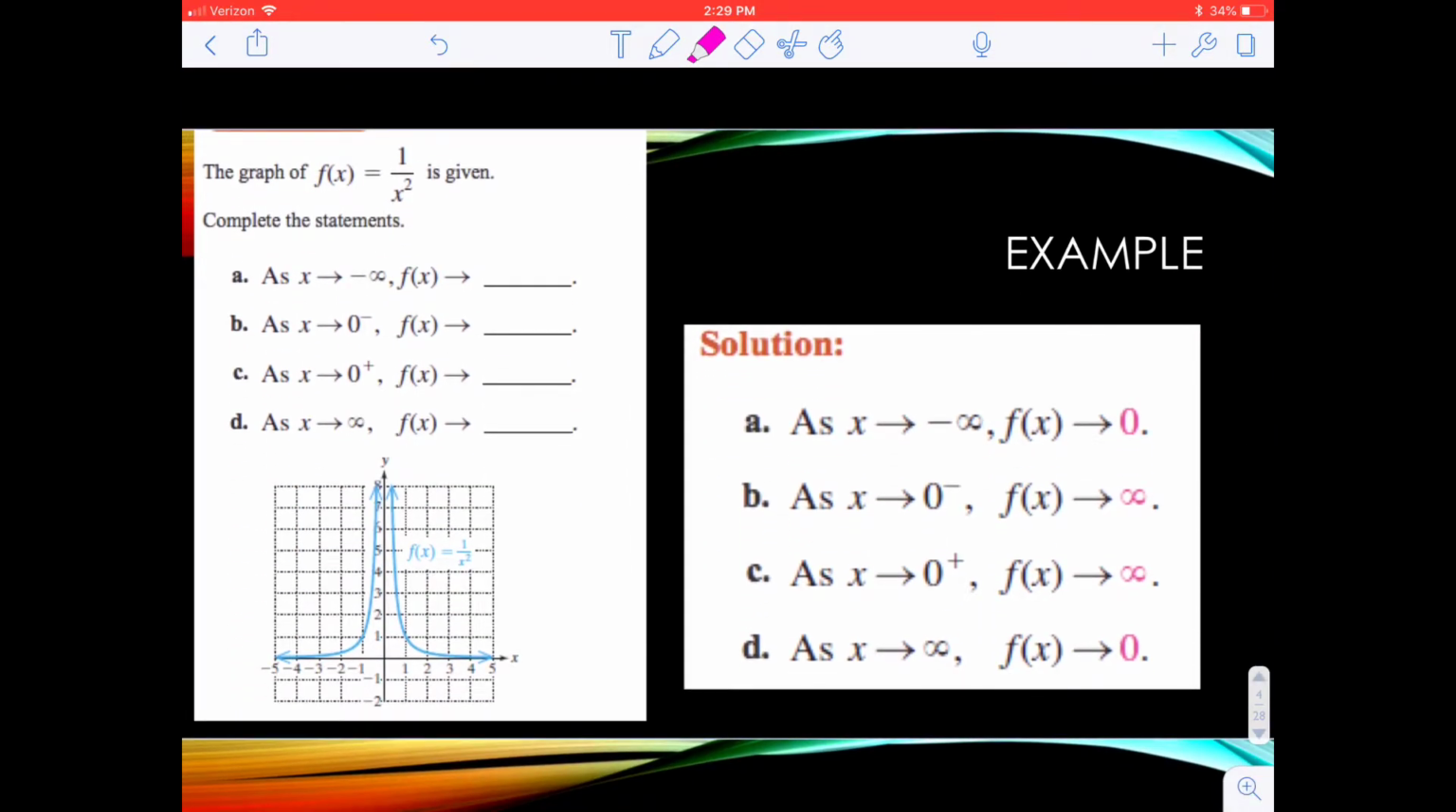In this problem, if you look on the left part of your screen, I've given you an example. This is the function 1 over x squared. As x approaches negative infinity, what is happening to my y values? They're getting closer and closer to my x-axis, so that would be the value 0. As x approaches positive infinity, as you see in letter D, my y values again are getting closer to the axis value. Whereas when I approach 0 from the left-hand side, my y values are headed up toward positive infinity. And in fact, as I approach 0 from the right-hand side, the same thing is happening: my y values are approaching infinity.